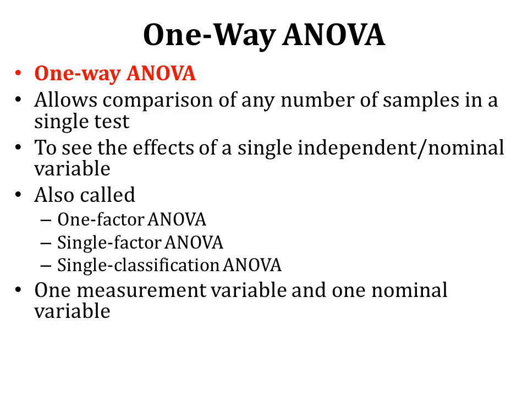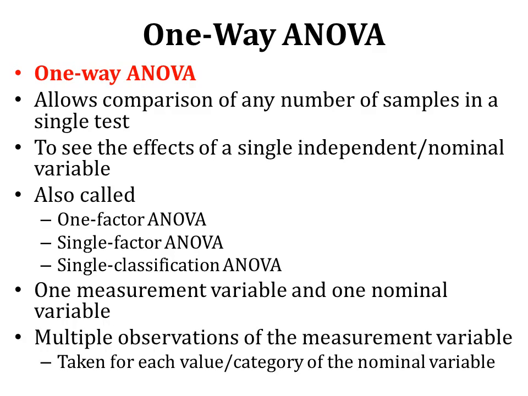So in one-way ANOVA, we have one measurement variable and one nominal variable. We are going to have different categories of that one nominal variable, and we are going to have one measurement variable against which we have multiple observations. So we have multiple observations of the measurement variable taken for each value or category of the nominal variable, right?